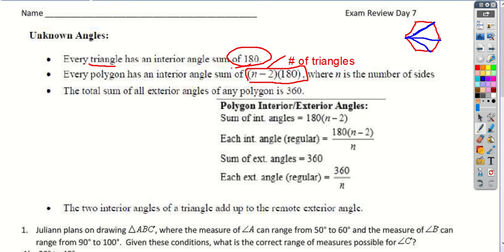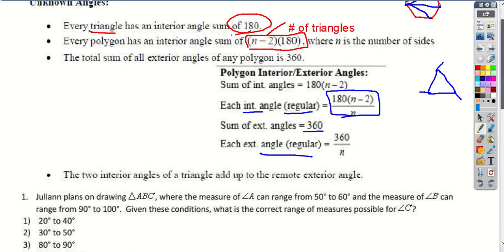Now, if this is a regular polygon, we can figure out each interior angle by taking 180 times n minus 2 and dividing it by n. If it's not regular, we can only do the sum. All the exterior angles, no matter what shape it is, are always going to add to 360. Think about a triangle, like an equilateral. If the angles are all 60, then the exterior angles are essentially going to be 120, and that's where the 360 comes from: 120, 120, 120. In a regular figure, we can divide by n and get the measure of one of the angles.